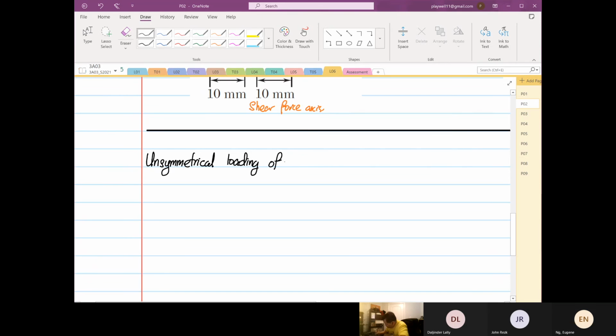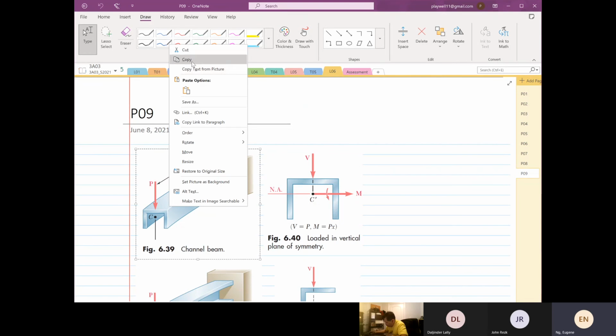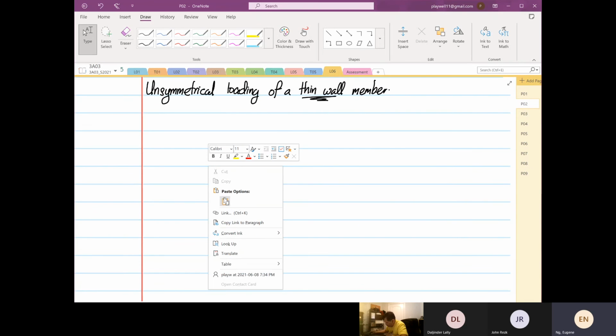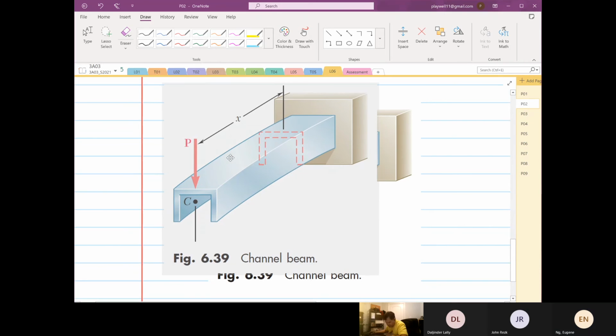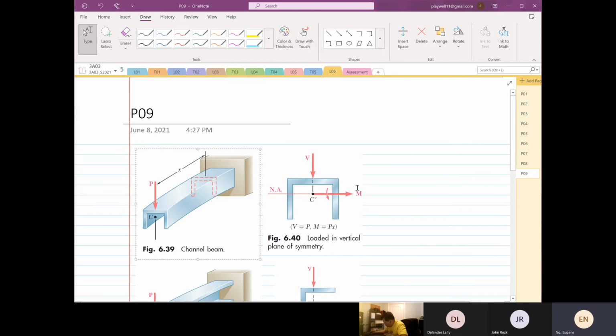Unsymmetrical loading of a thin wall member. Okay, highlight thin wall. You guys have all these diagrams which I posted. I'm going to show you what symmetrical bending or symmetrical loading is first. So over here, I'm going to copy the other diagram.